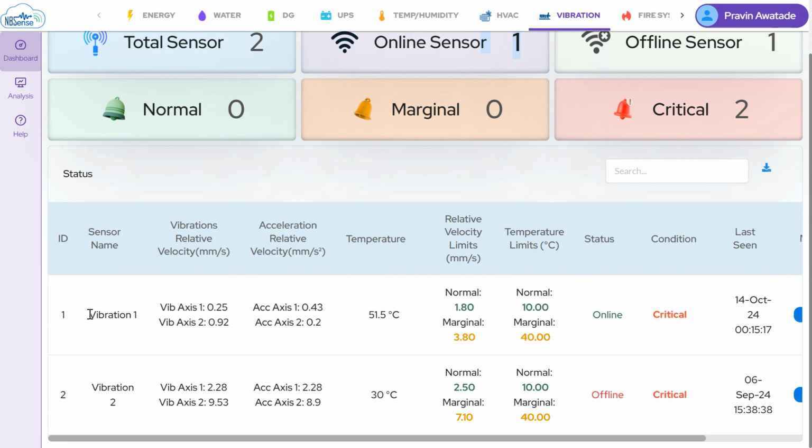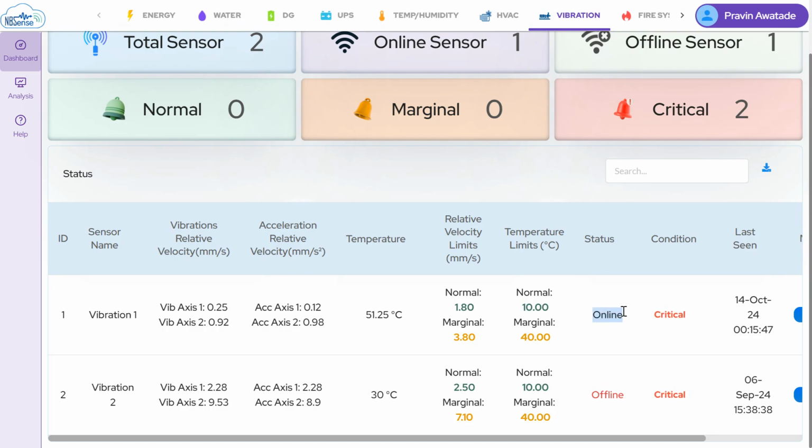So for example, the sensor name is vibration sensor one. Presently it is biaxial, axis 1 and axis 2, relative velocity and acceleration in mm per second square we can monitor. Temperature also, where we are getting the limit values. What does it mean, normal, what does it mean marginal, their velocity, relative velocity. Then the temperature in degree centigrade. So this is normal and marginal.